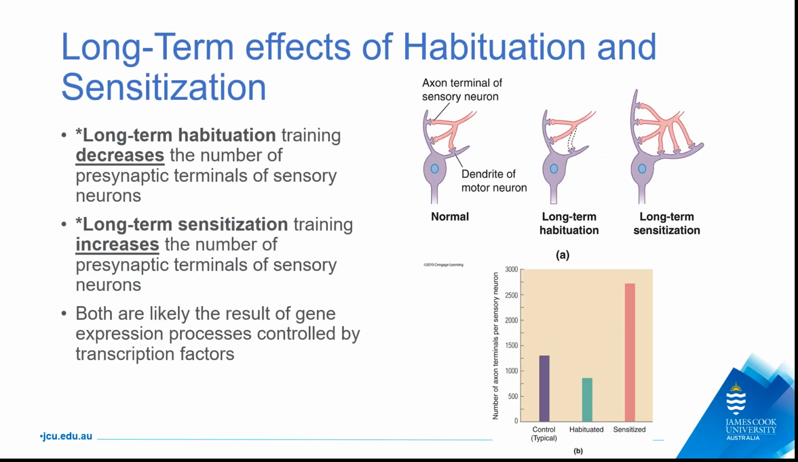Now we just need to remember this. We have long-term habituation training and sensitization training. This is very easy to remember. Habituation is always associated with the verb decrease, so it's not surprising. But decrease what? You're decreasing the presynaptic terminals, or in other words, the axon terminals of the sensory neurons. For sensitization, you're increasing the number of presynaptic terminals of the sensory neurons. The third bullet point is self-explanatory, just for general knowledge: there are genetic factors involved.